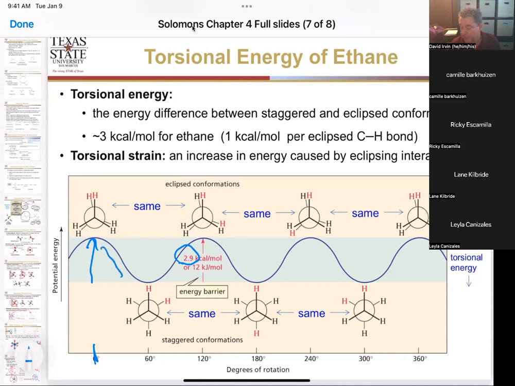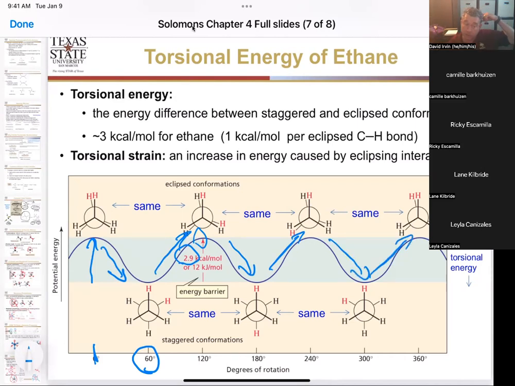Now, let's go 60 degrees, and we're now in our staggered configuration. This is our lowest energy. So the difference between 60 degrees and 0 degrees is about 3 kcal per mole, or about 1 kcal per hydrogen, okay? Now, again, that's not very much. I mean, that's a little bit of heat, right? And so it can go 60 degrees and get to that higher state, 60 more degrees, lower state, 60 more degrees, higher state, 60 more degrees, lower state, and then we get back to here.